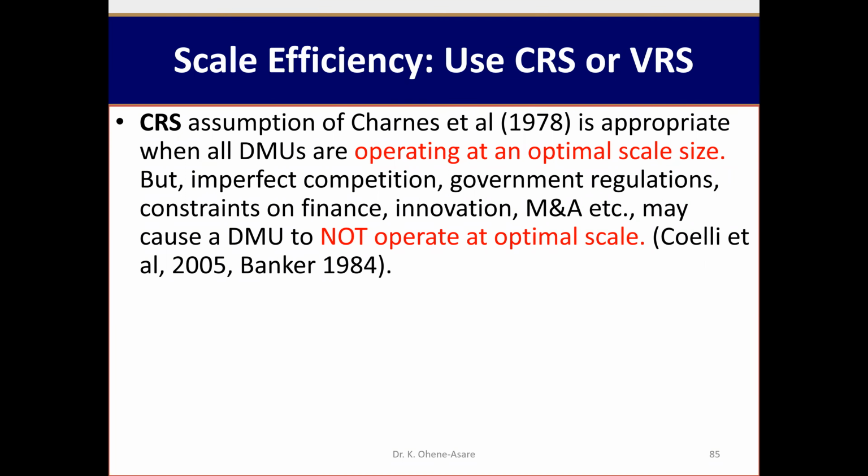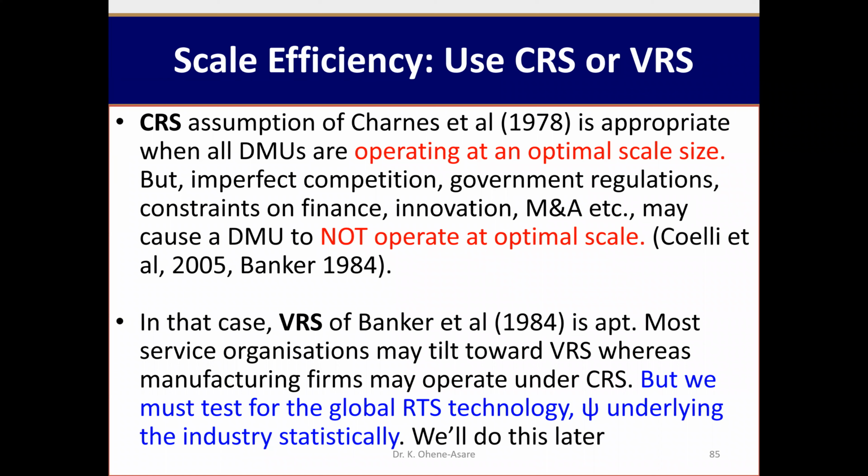Some firms can innovate, and through the innovation, they will be operating at a different scale size than other firms. There could be mergers and acquisitions, conglomerations, and all of these can affect the scale at which firms operate. They will not be operating at the same optimal scale size. And so the CRS assumption is not all that correct in real market systems. So we need another one.